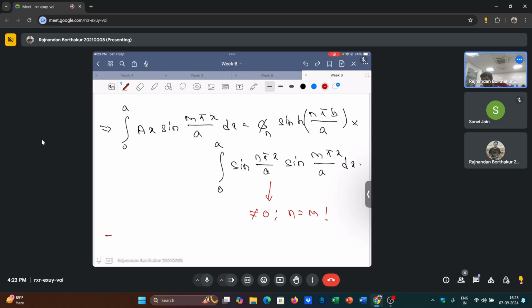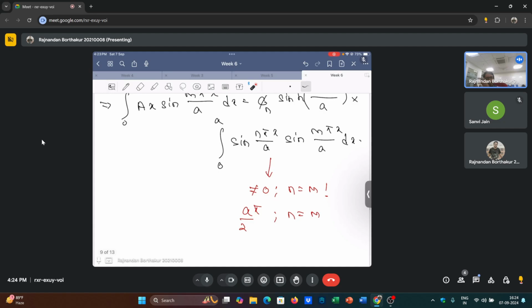And one more thing, can you tell me what is the value of this integral when n is equal to m? This would be just a by 2. I think it's a by 2 pi. Just check it out, there should be a pi here. I think it is a pi by 2. Just look into the orthogonality of sine and check it out. But to the best of my knowledge, this would be a pi by 2.